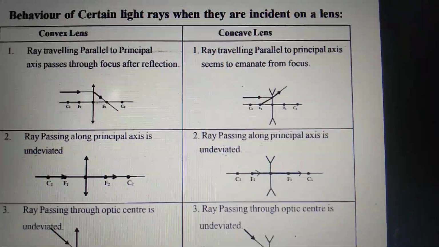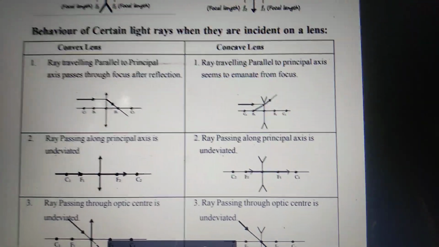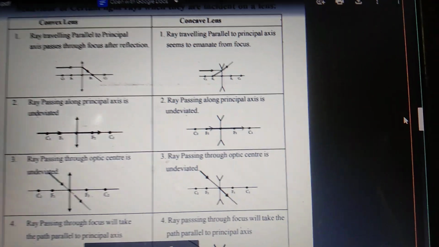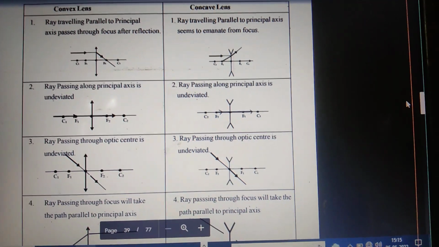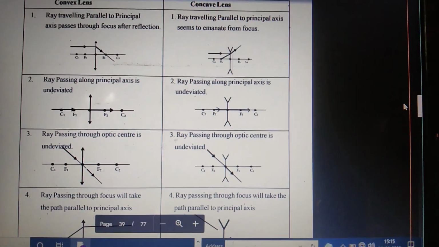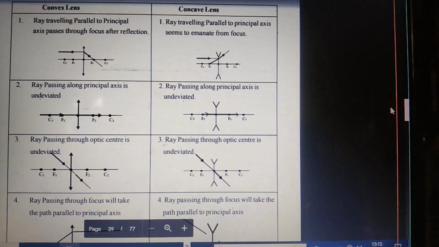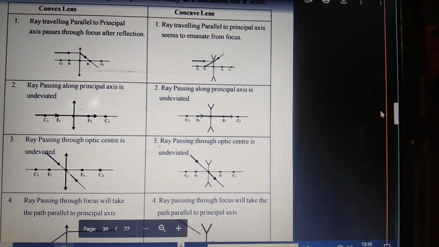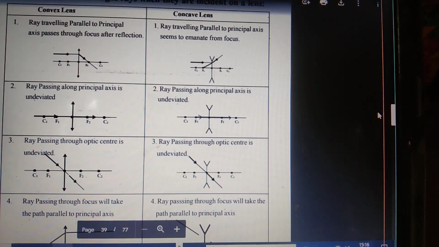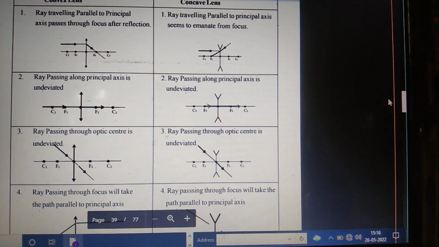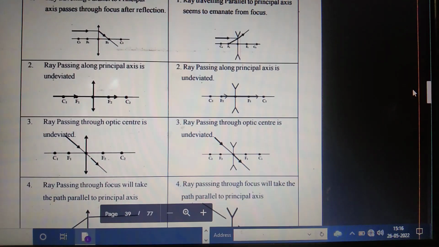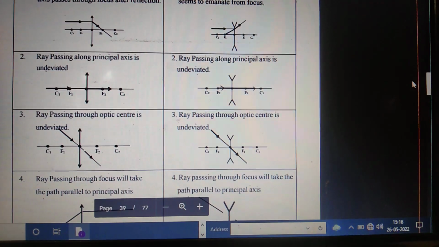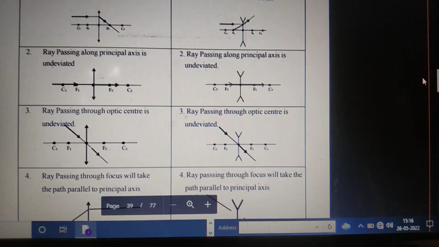And also the most important question, the behavior of certain light rays when they are incident on a lens. So we have 4 behaviors of light rays. First one is a ray traveling parallel to the principal axis, passing through the focus after refraction. Here the ray traveling parallel to the principal axis seems to emanate from the focus. Second one, a ray passing through the principal axis is undeviated. Here also it is undeviated. Third one, a ray passing through the optic center is undeviated. Fourth one, also a ray of light passing through the optic center is undeviated.